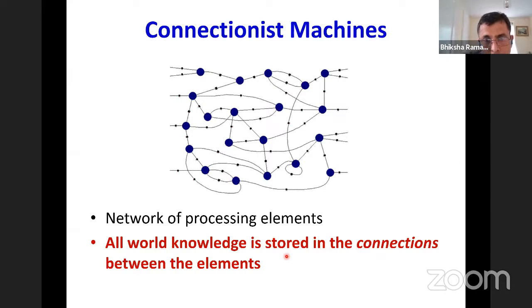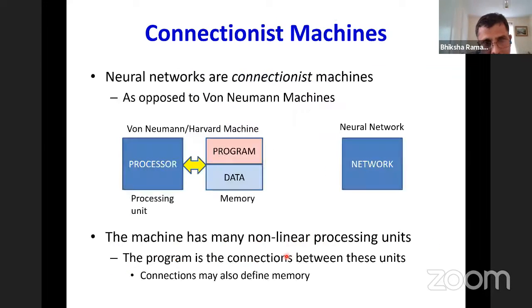So here's what a connectionist machine looks like. It's a network of processing elements which are all connected to one another somehow. And all world knowledge is stored in the network. All of the elements are indistinguishable from one another. The knowledge is stored not in the elements, but in the manner in which they connect to one another. This is what a connectionist machine is, and this is the model that we employ for artificial neural networks today.